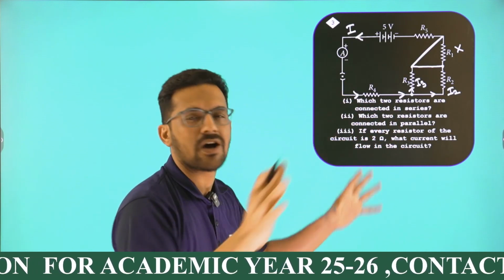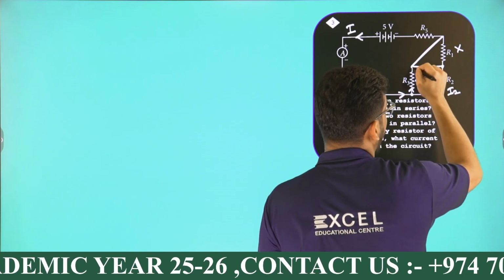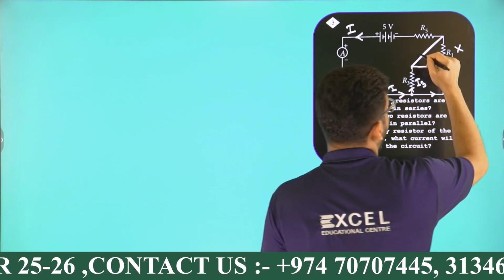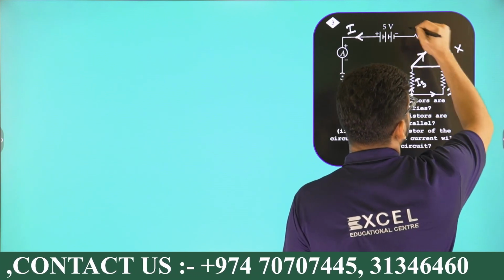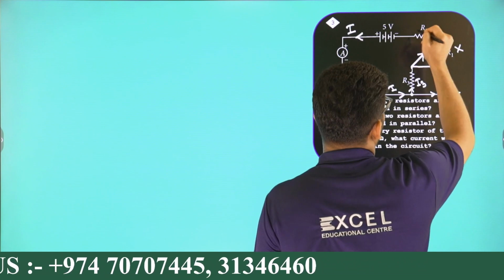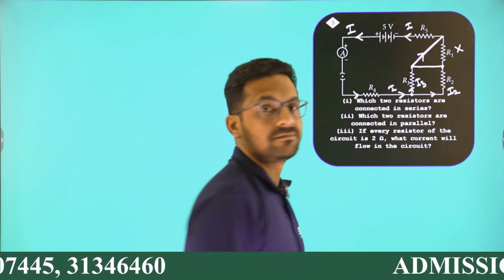R1 is no longer in the circuit. Current will be combining here. I2 and I3 will be combining here. Then it becomes I again. And that I will be flowing through this connection. And the current I will be going through R5 also.